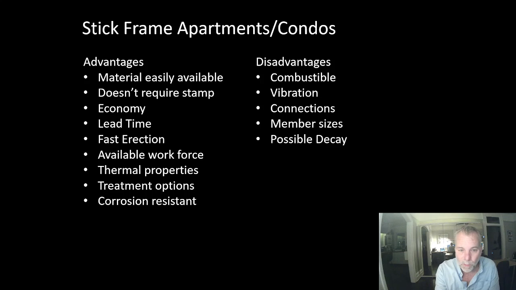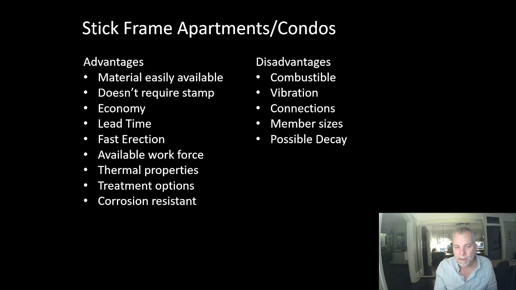Some disadvantages of wood: it's combustible. Light wood frame is the least fire safe way to build anything. Now, we achieve a level of acceptable fire safety in light wood frame construction, but we do this by protecting the wood with layers of gypsum wallboard, for example, and compartmentalizing our spaces within the building to ensure that we have exiting. But it is combustible. It's very combustible and vulnerable to construction fires.